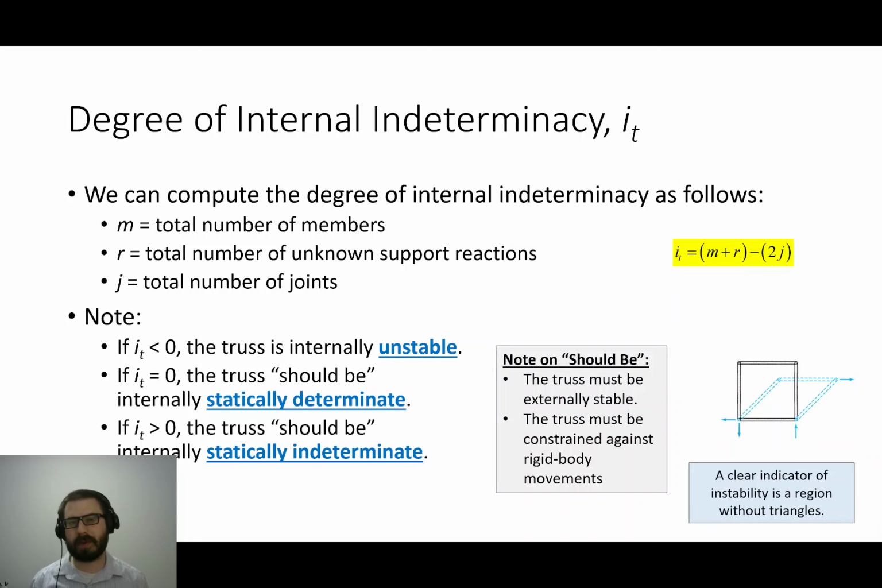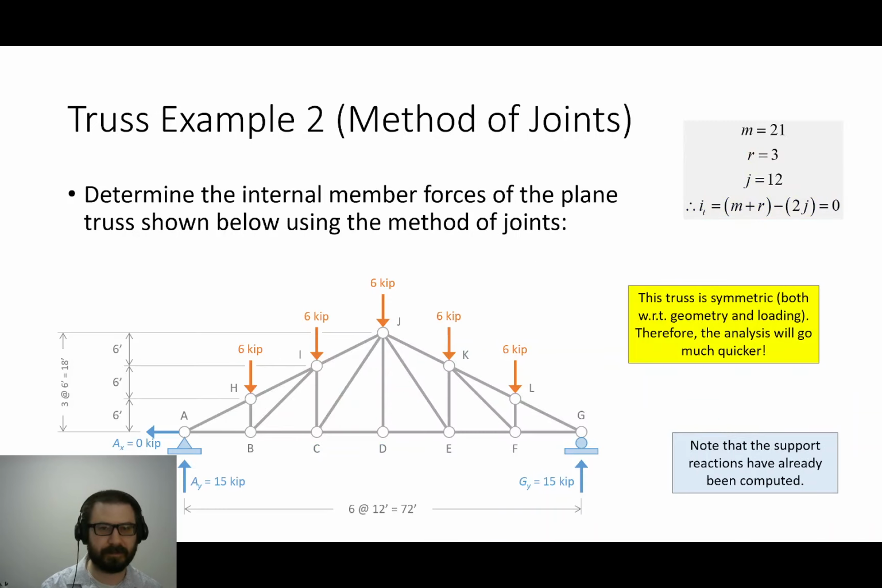So I doubt that we're really going to have very many problems where a truss would be unstable in this fashion, nor do I think you'll see very many examples of a truss like this built in the real world. So it's just worth mentioning, but it usually isn't too much of a major concern.